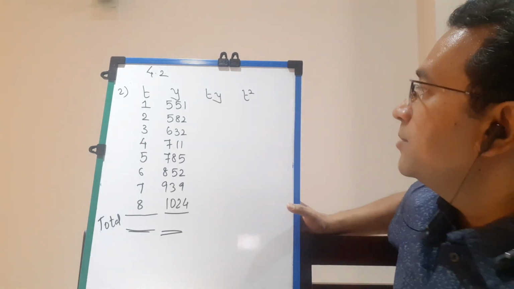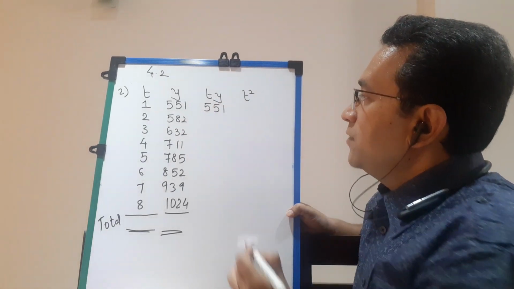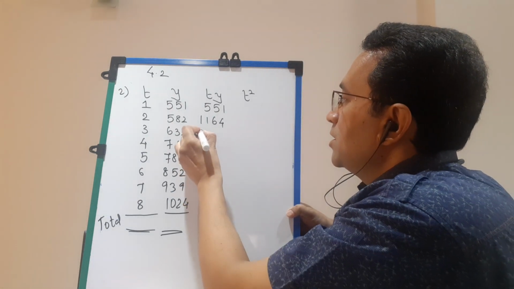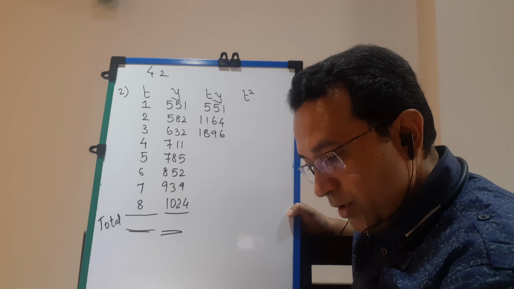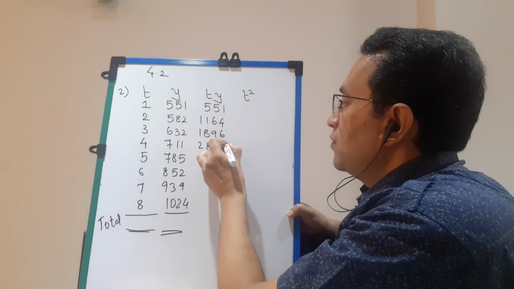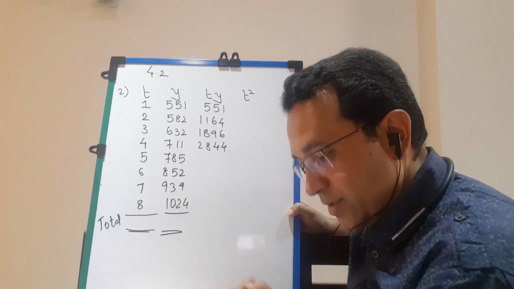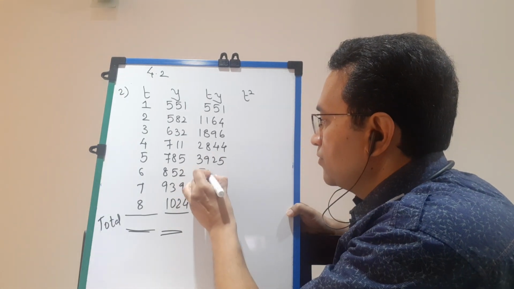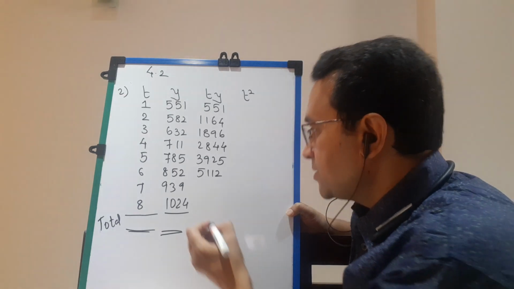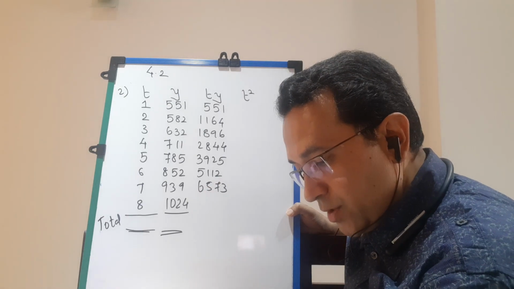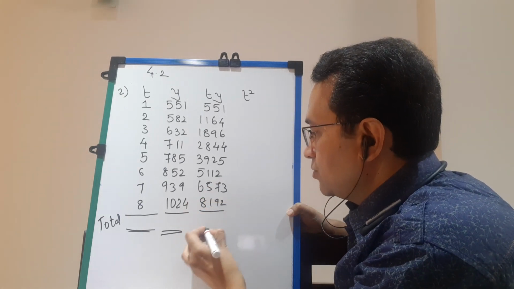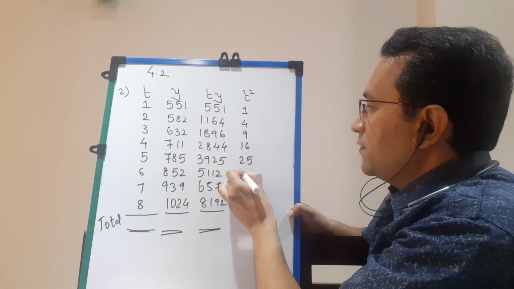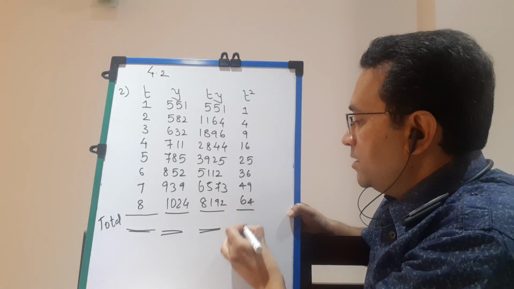Now if we multiply, 1 into 551 is 551, 2 into 582 is 1164, 3 into 632 is 1896, 4 into 711 is 2844, then 5 into 785 is 3925, then 6 into 852 is 5112, then 7 into 939 is 6573, and last 8 into 1024 is 8192, and then t square: 1, 4, 9, 16, 25, 36, 49 and 64.